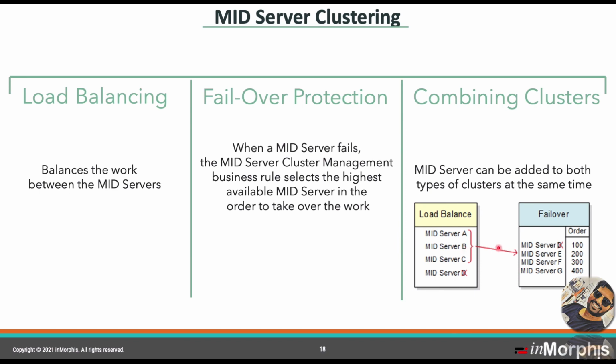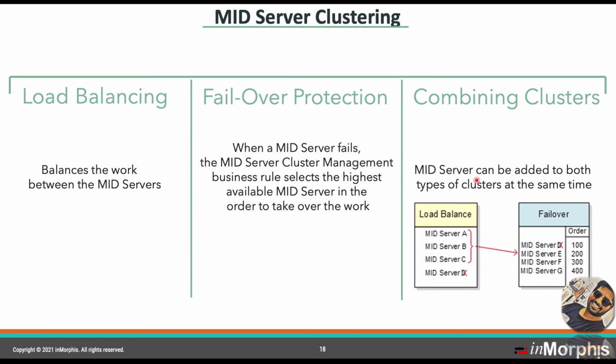That is how you can combine these clusters. Okay, probably for mid server B, we might have a different failover somewhere with some different mid servers. In case B is down, those jobs can be routed and assigned to that set of mid servers. That is how this combined cluster works.